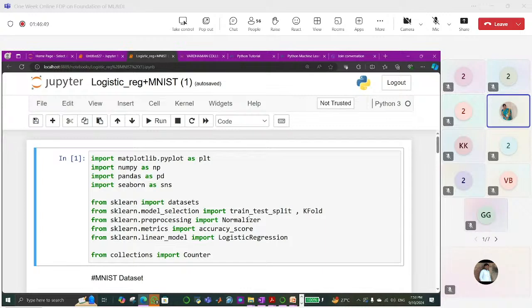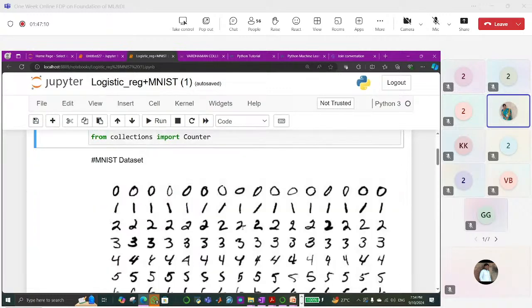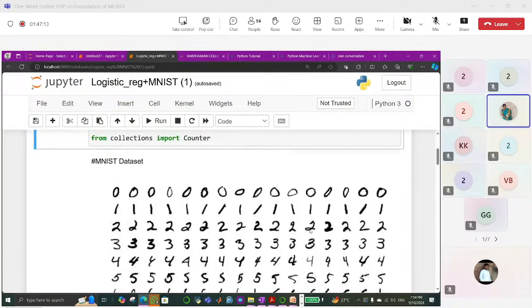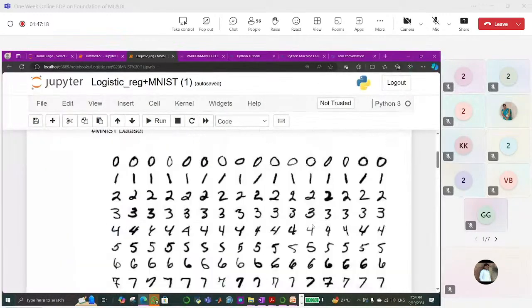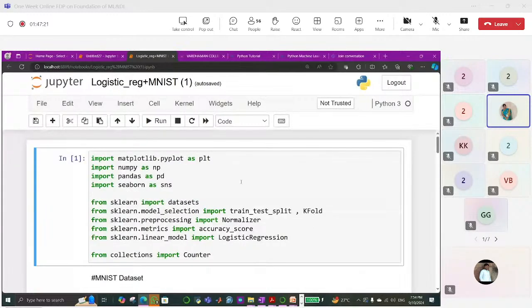So this is the logistic regression considering the MNIST data set. So this is a large data set, Modified National Institute of Standards and Technology. Generally this data set is useful for image processing applications. Suppose this is the digits data set, the MNIST data set. See the size of this MNIST data set. So this is a large data set. So before executing this program, here we need to import some library files.